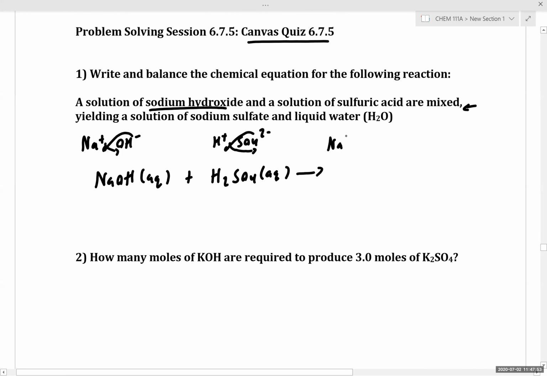Sodium sulfate follows the same logic. We cross our charges for sodium and sulfate, and that gives us Na2SO4. Water, we know that, H2O.